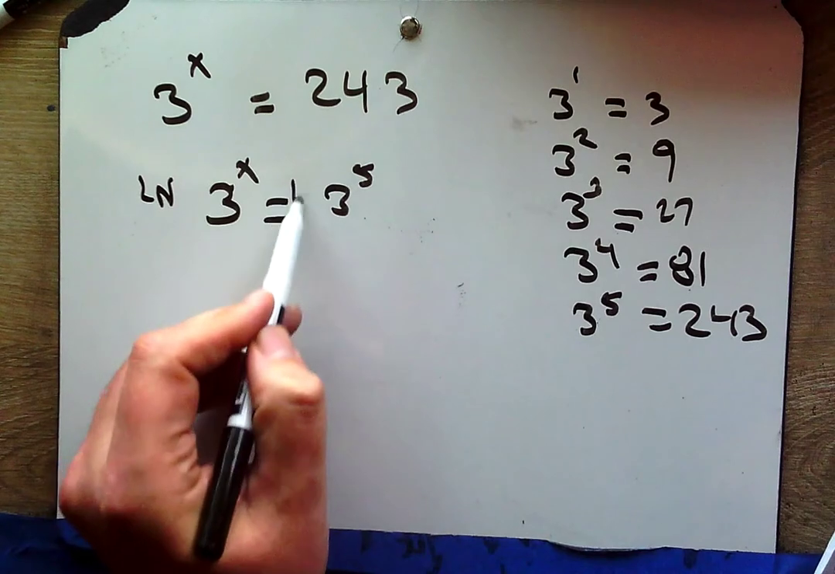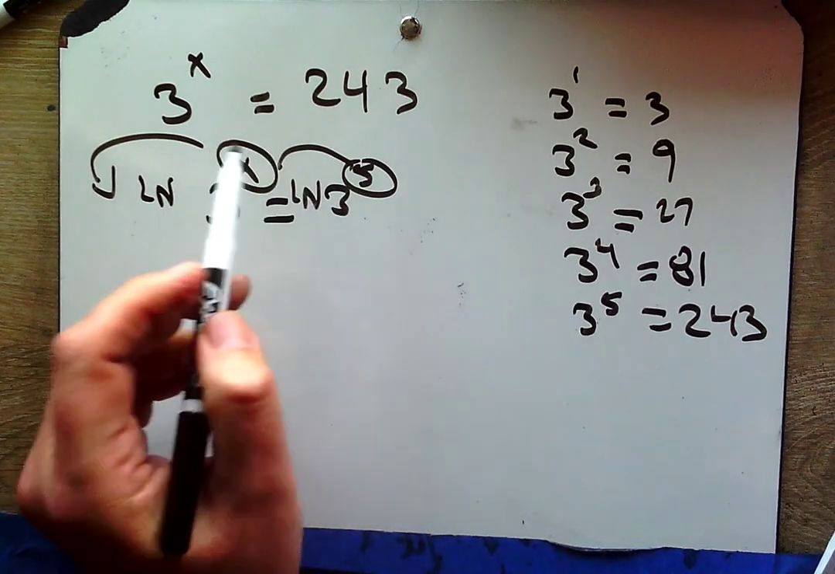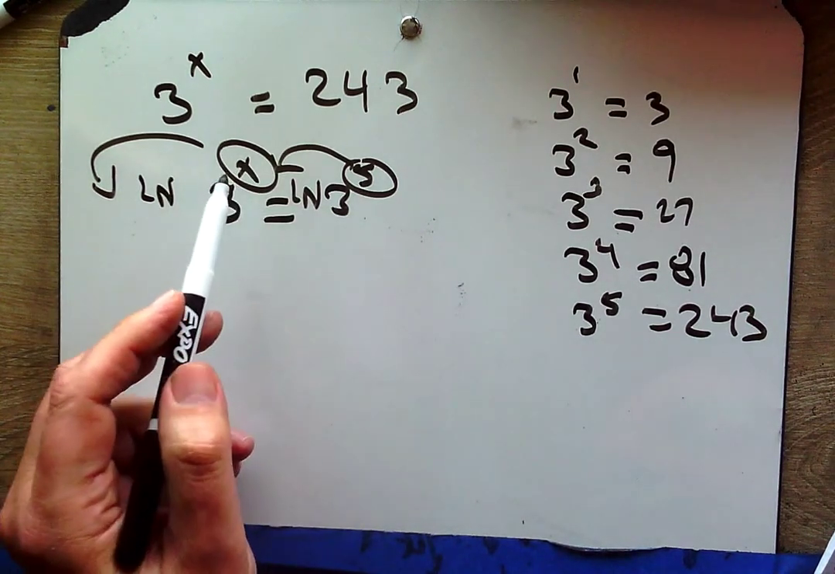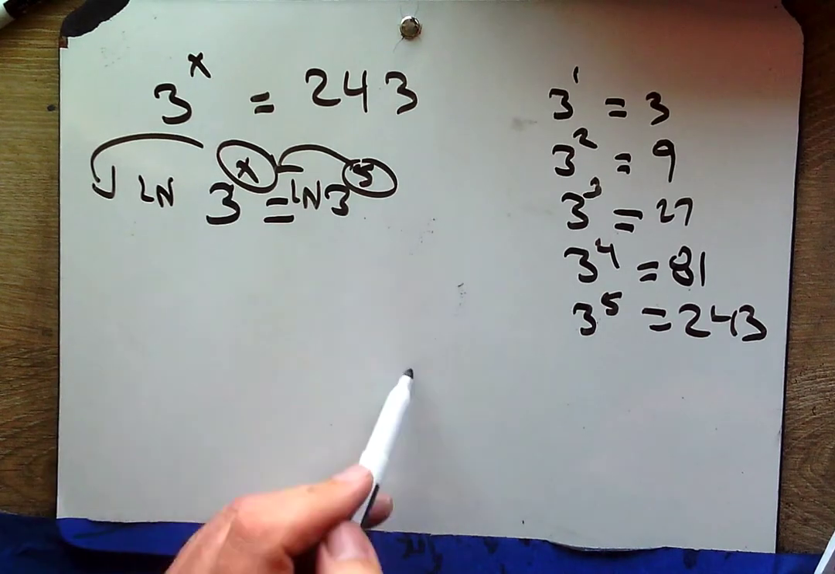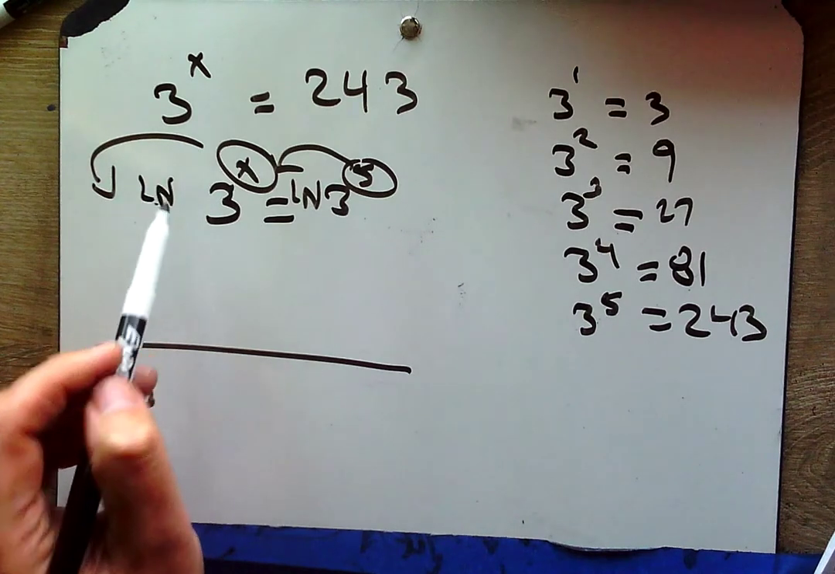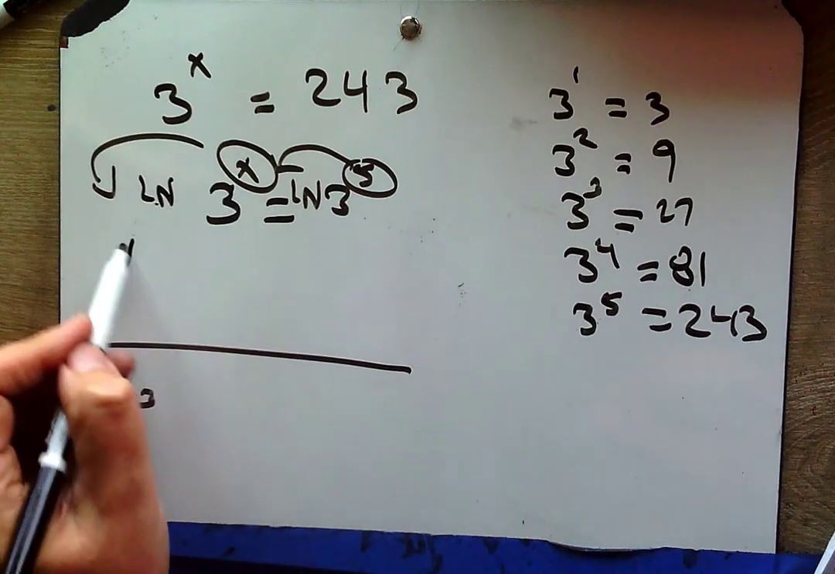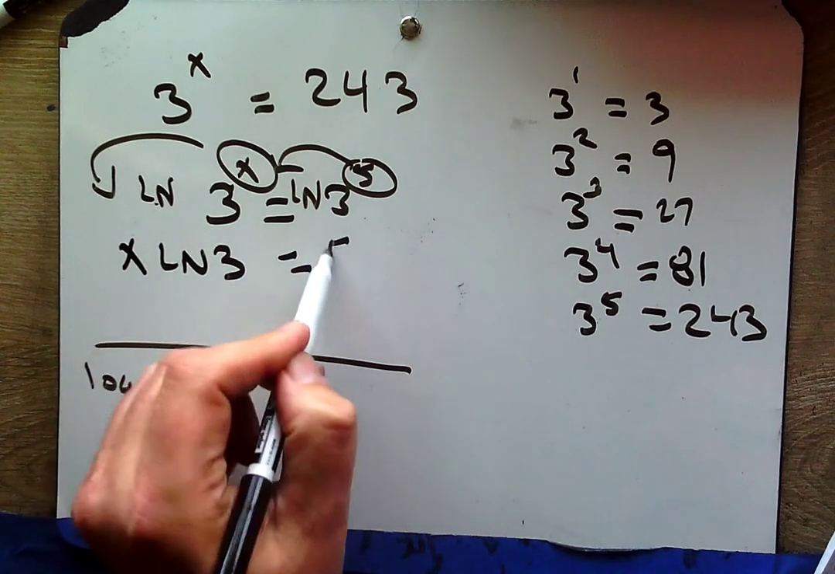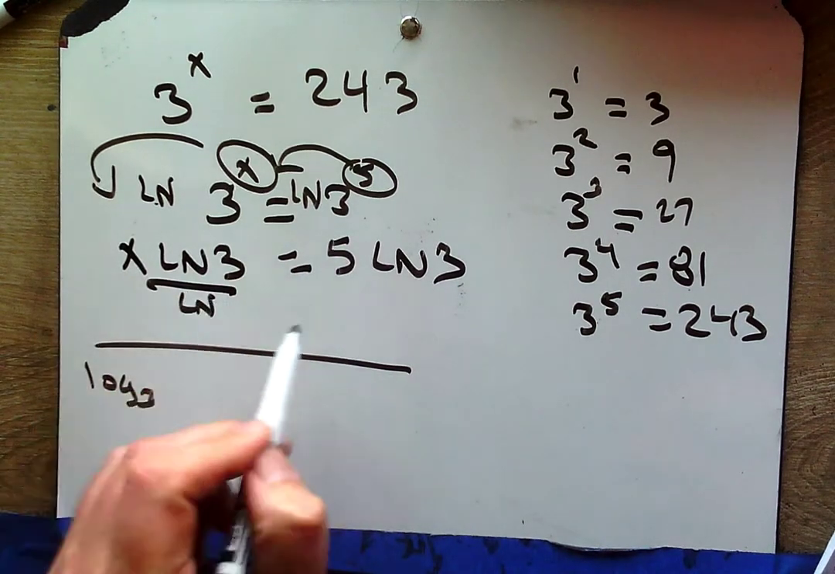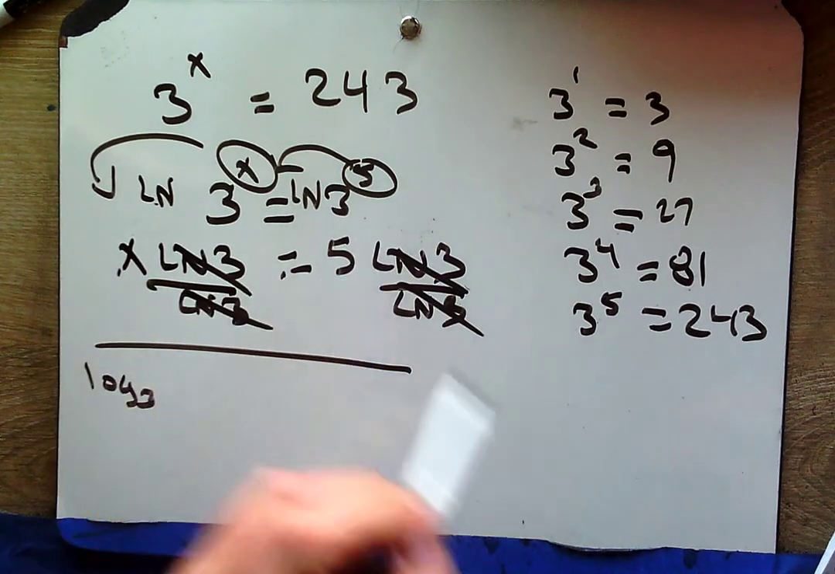We could take the ln of both sides. And the only reason I'm taking the ln of both sides is so that I can, maybe I'll come back and do it again with log base 3. The only reason I'm taking the ln instead of log is that it's one symbol less to write, and no, really, I'm that lazy. So x ln of 3 equals 5 ln of 3 when I use that power rule. And if I divide both sides by ln of 3, I get x equals 5 again.